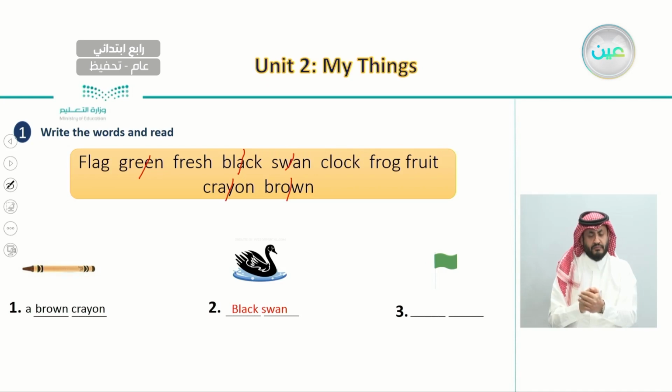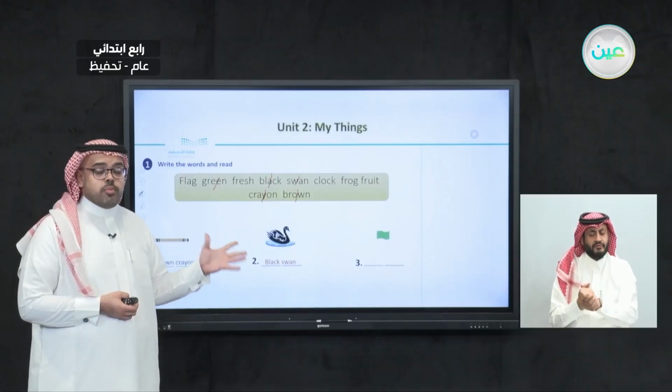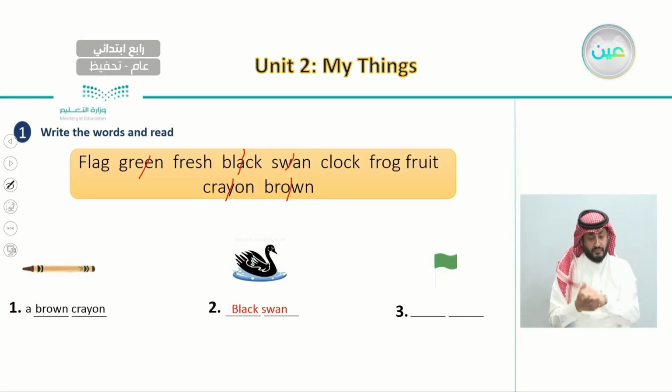So what do you think? What is this picture? Is it green flag or green fresh or green clock or green frog or green fruit? It is, of course, a green flag. Green flag. So here we go, and we do cross the word flag from our list.